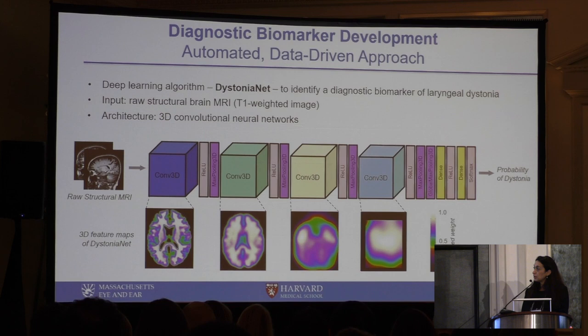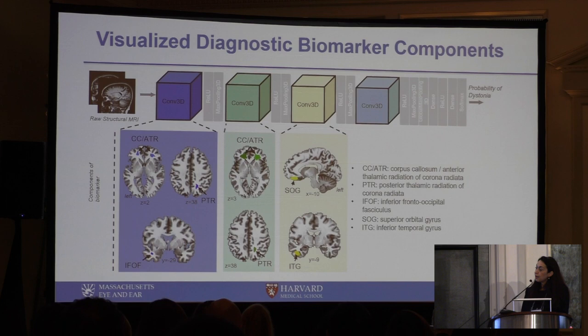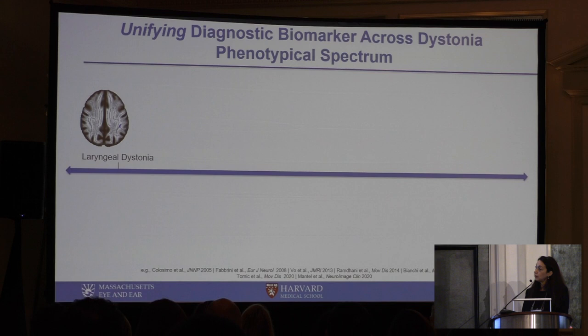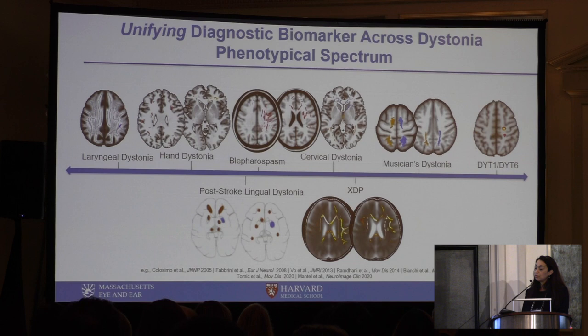So we developed this 3D convolutional neural network architecture, and after we visualized its inner workings, we found that it discovered the biomarker in brain regions that are known to contribute not only to alterations in laryngeal dystonia, but also across the spectrum of pretty much all forms of dystonia, including secondary forms and forms that are due to stroke and so on. So we thought it would be a unifying diagnostic biomarker. We had to test it though.